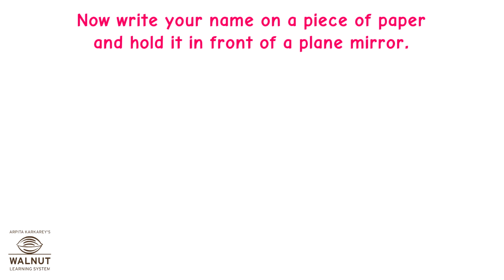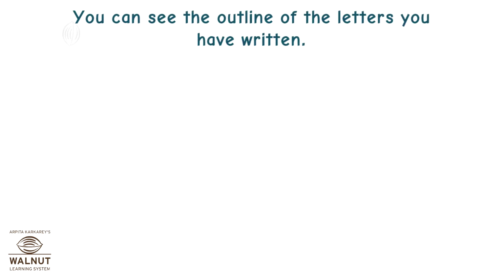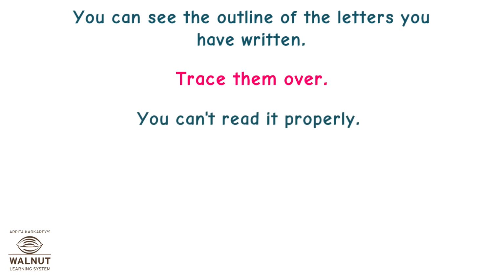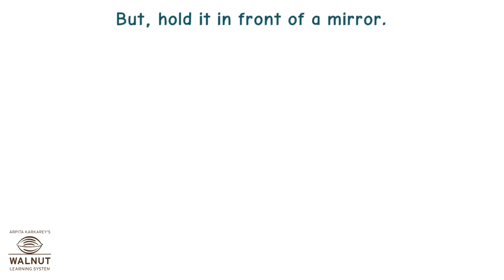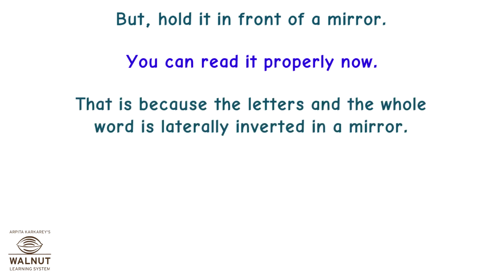Now, write your name on a piece of paper and hold it in front of a plain mirror. Can you read it? Now take the same paper and turn it over. You can see the outline of the letters you have written. Trace them over. You can't read it properly. But hold it in front of a mirror. You can read it properly now.